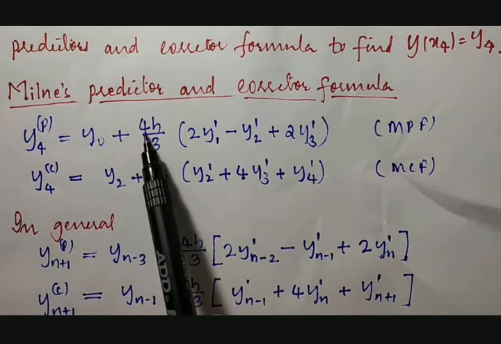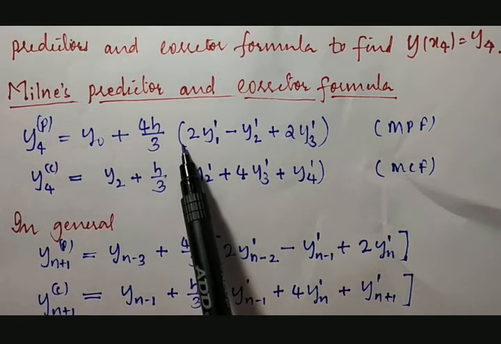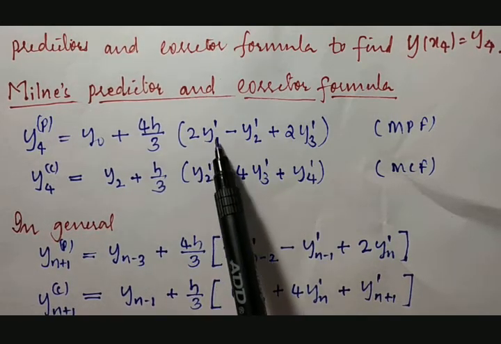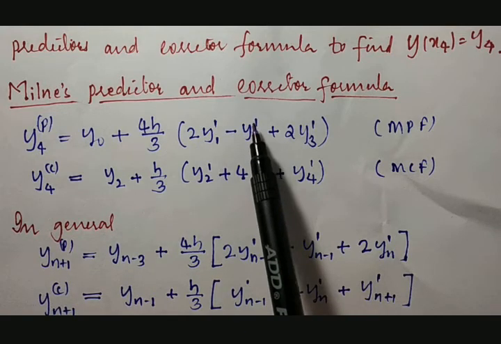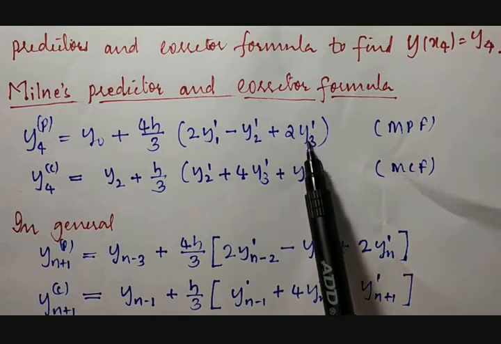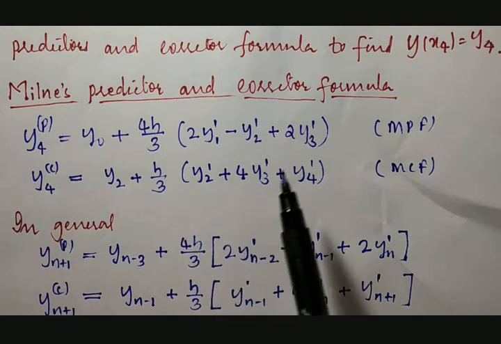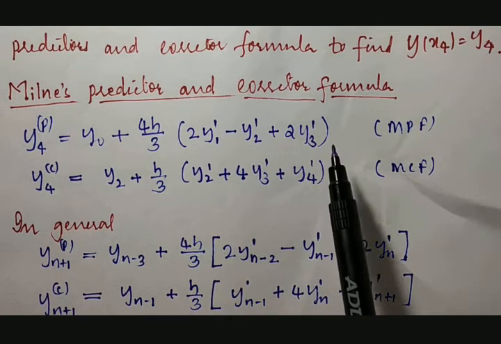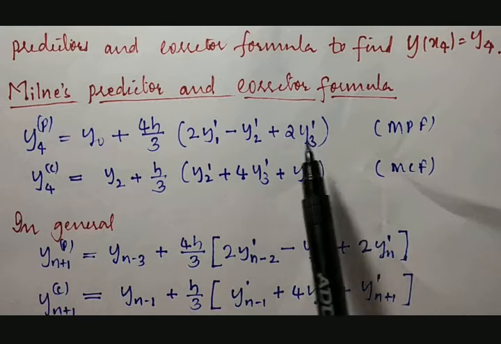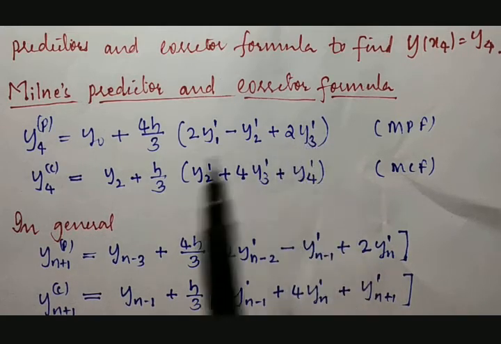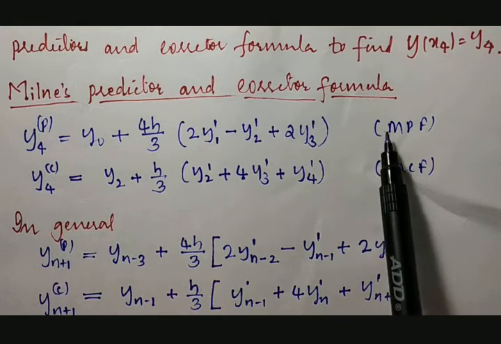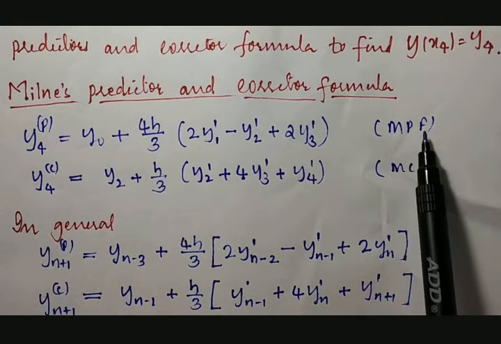y0 plus 4h by 3 into bracket 2 times y1 dash minus y2 dash plus 2 times y3 dash. Here these y1 dash, y2 dash, y3 dash are nothing but the derivatives for the given values of y1, y2, y3, the differentiation. This is called Milne's predictor formula.